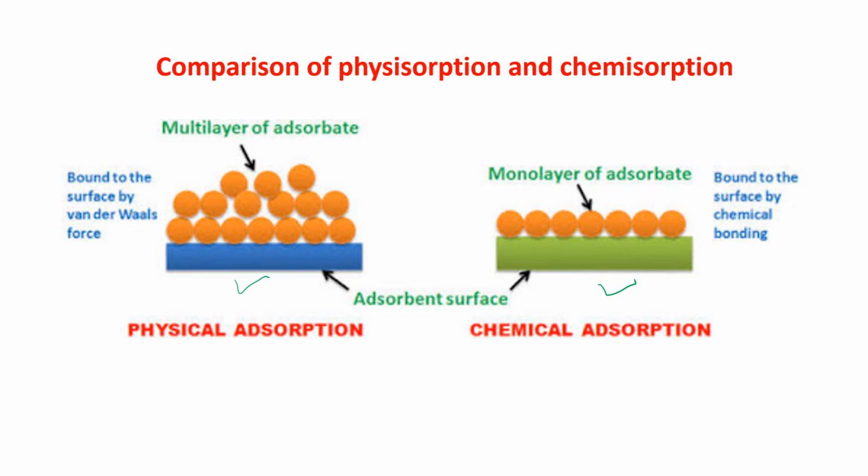For chemical adsorption, which is also known as chemisorption, the adsorbate is bound to the surface by chemical bonding and forms a monolayer structure, monolayer adsorption.